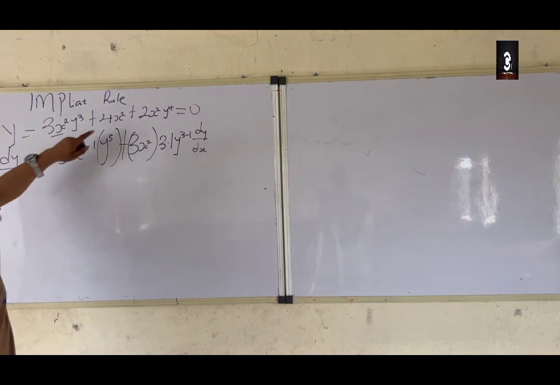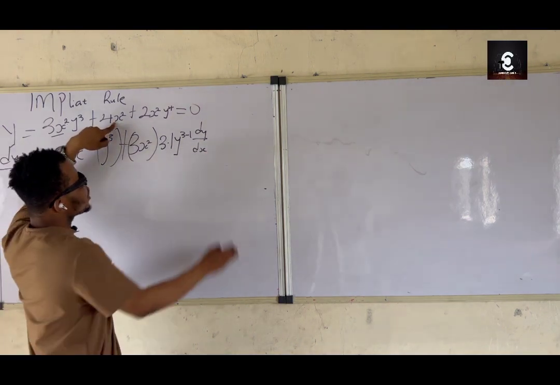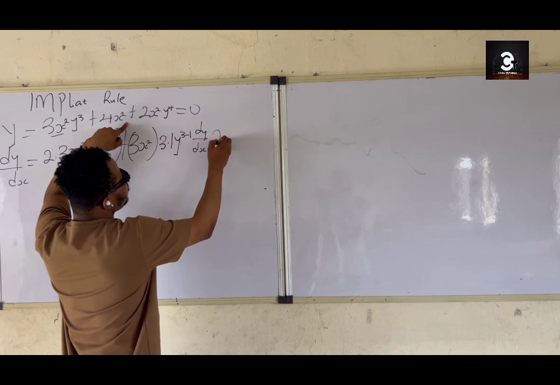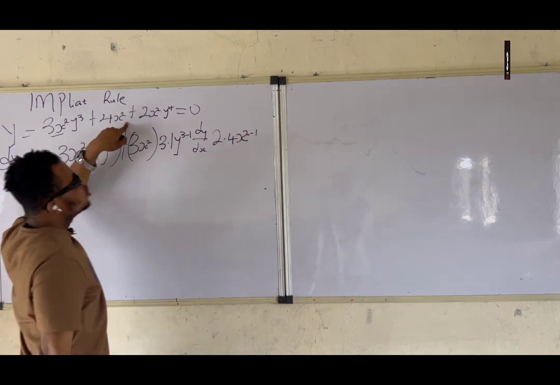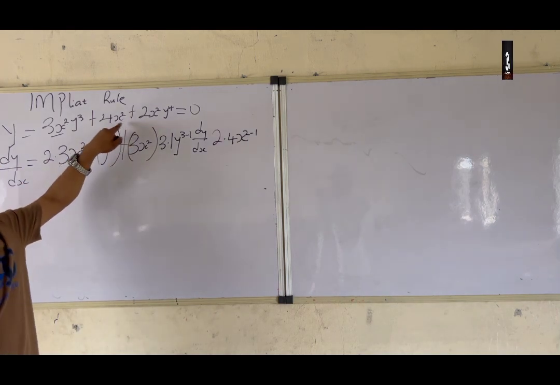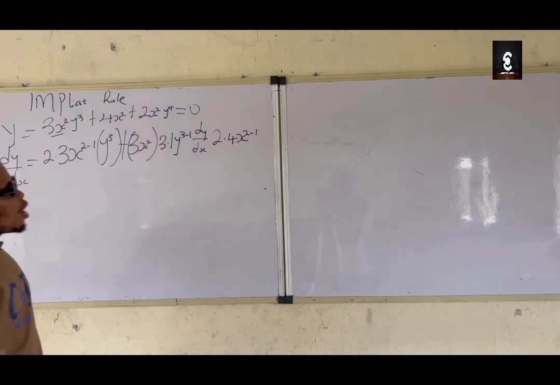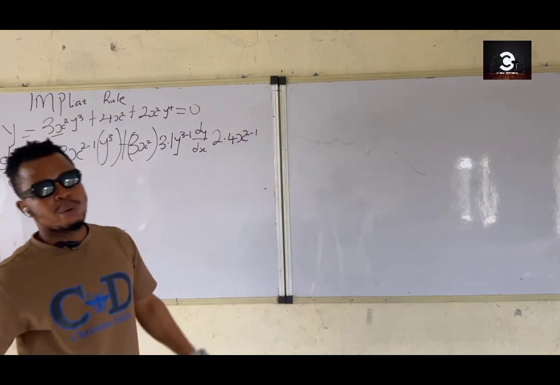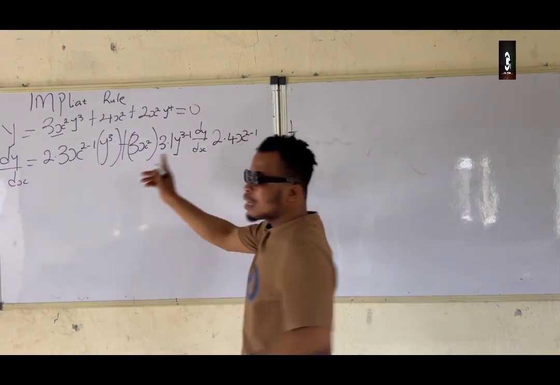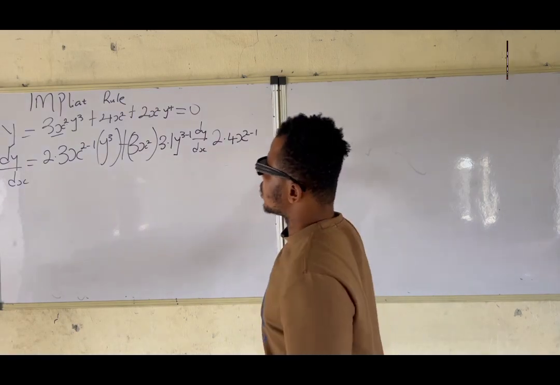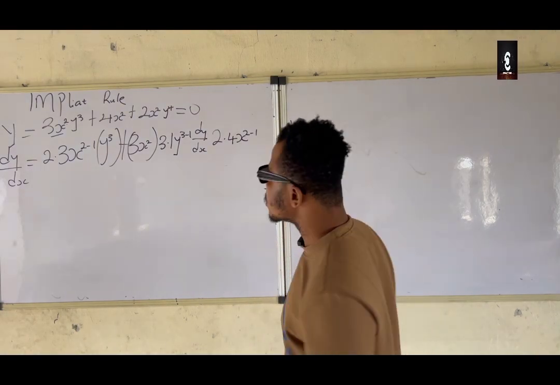What next? This is what I'm going to do. This one is x to the power of 2. What is the coefficient of it? 2 times 4, x to the power of 2 minus 1. I am not going to do the same thing here because x and y are not together. So I will make use of this part of the board so that we can actually understand what we are doing.